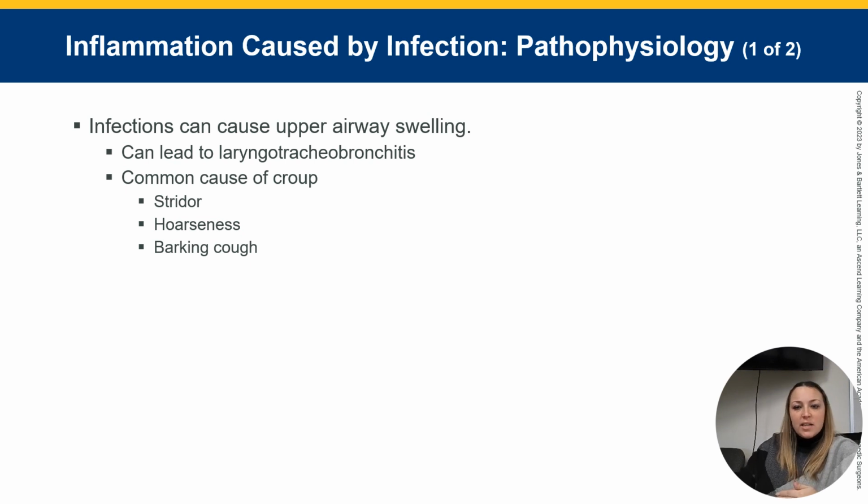Other things that can cause upper airway obstructions are going to be inflammation caused by infection. So all of your kiddos that have croup or epiglottitis, that can be a cause of upper airway swelling, and the signs are going to be that hoarseness, barking cough, or that very distinctive stridor noise in that upper airway.